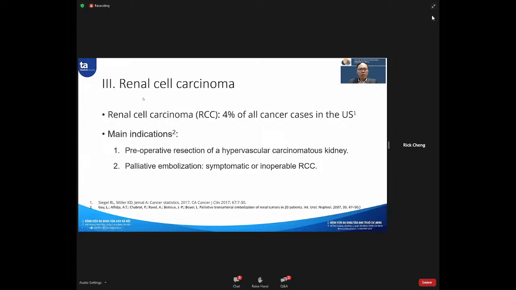And the last is renal cell carcinoma, RCC. It occurs in about 4% of all cancer cases in the US. So there are 2 main indications for RCC: pre-operative or palliative ablation for some RCC with symptoms or inoperable RCC.